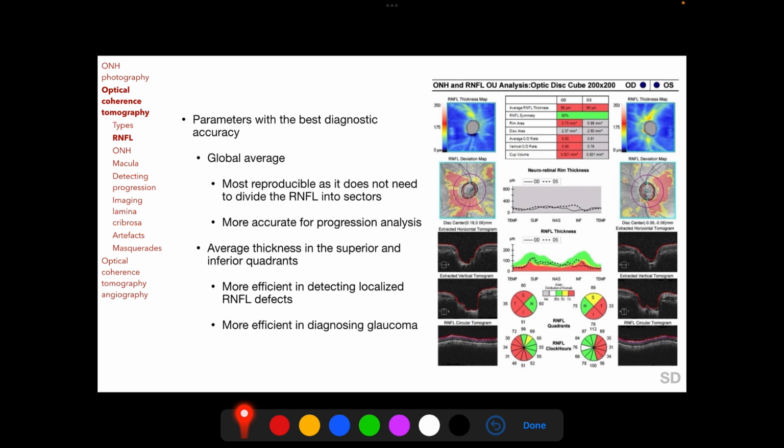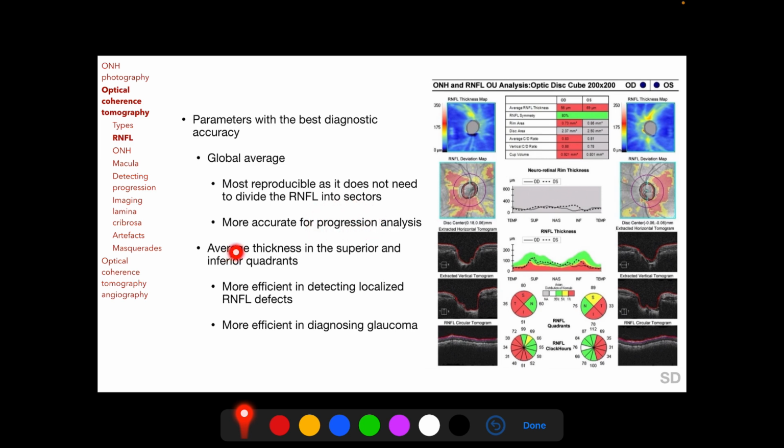RNFL analysis parameters which are considered to have the best diagnostic accuracy include the global average RNFL thickness and the average thickness of the RNFL in the superior and inferior quadrants. The global average RNFL thickness, which is mentioned here in this report, has been found to be the most reproducible, as it does not need to divide the RNFL into sectors and quadrants, and it is considered to be more accurate for detection of glaucoma progression as compared to diagnosing glaucoma.